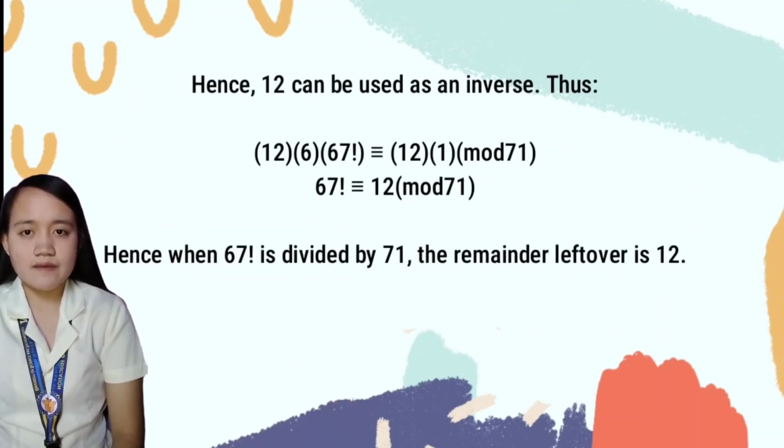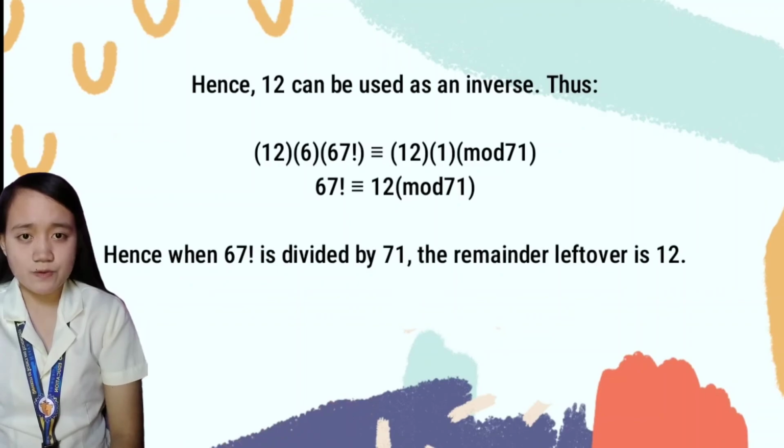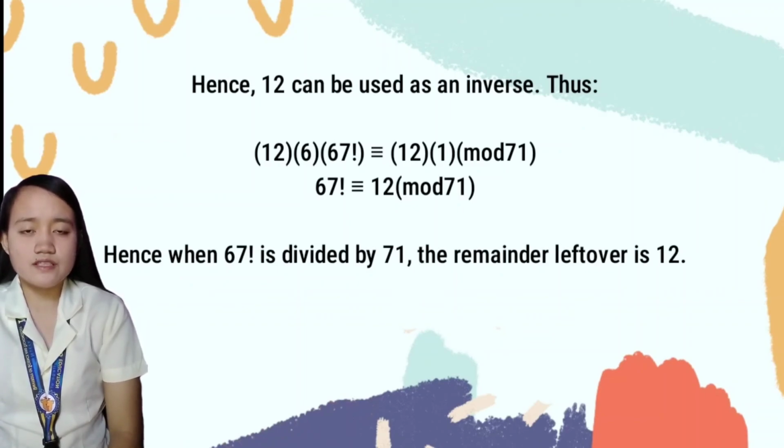Thus, 12 times 6 times 67! is equal to 67!, and 12 times 1 is equal to 12 mod 71. Hence, when 67! is divided by 71, the remainder left over is 12.